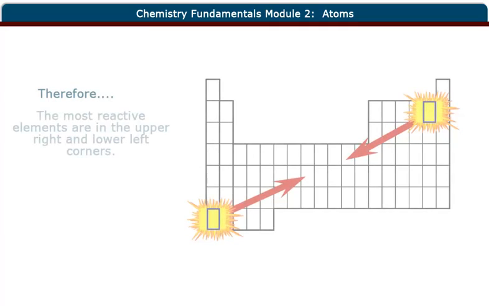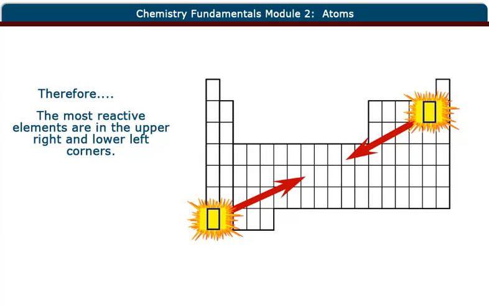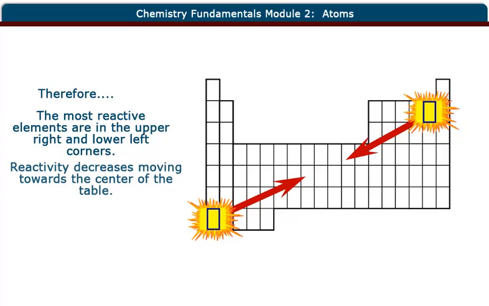Therefore, the most reactive elements are in the upper right and lower left corners. Reactivity decreases moving towards the center of the periodic table.